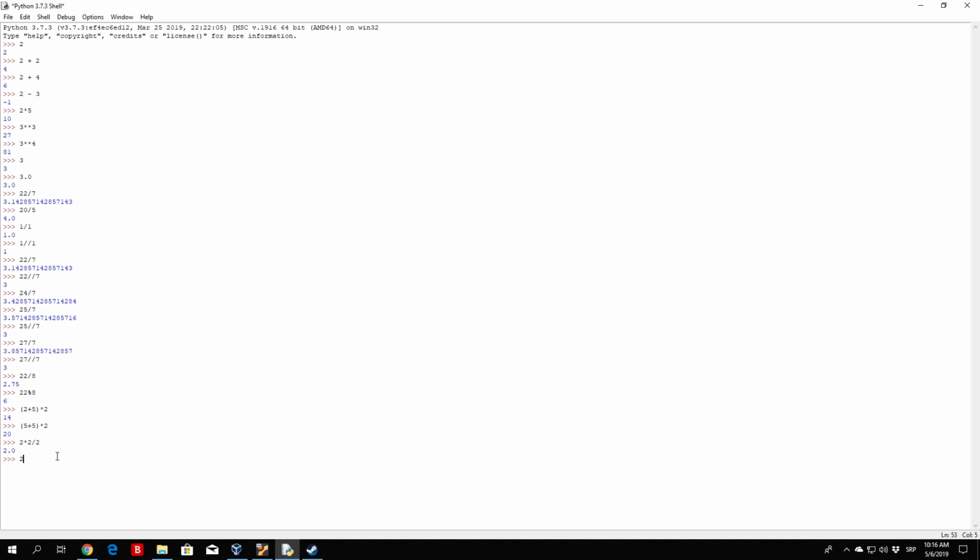So let us try in reverse. So 2 slash 2 times 2. You can see the result is the same. So the order of the signs doesn't really matter. So that is all I wanted to show.